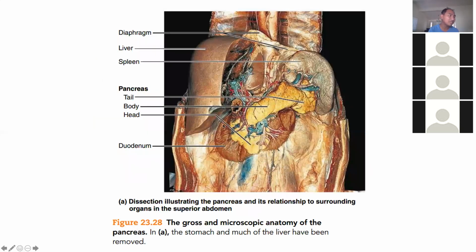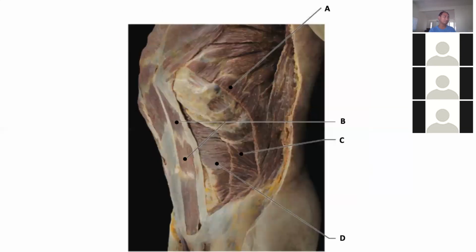Look at the pancreas here. This is the duodenum, which is the C loop. Inside the C loop, we have the head of the pancreas and body of the pancreas, and the tail of the pancreas is running along and going into the splenic hilum. So look at the relationship between the liver, gallbladder, which is somewhere around here, pancreas and duodenum and the spleen. They are all very tightly packed inside the upper portion of our abdomen.